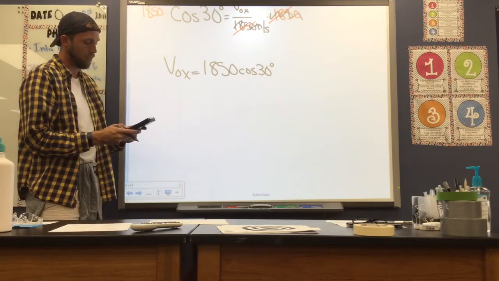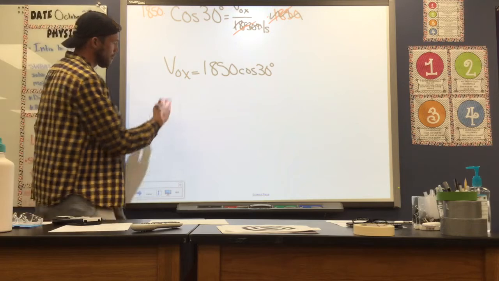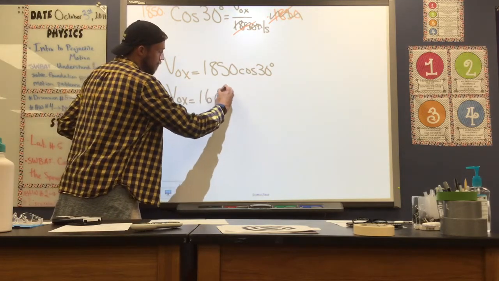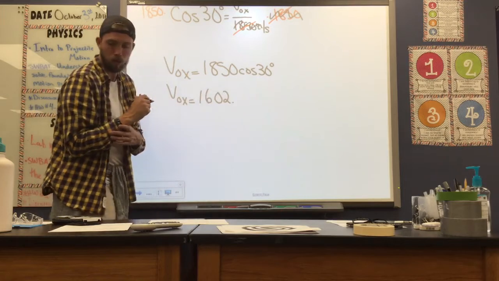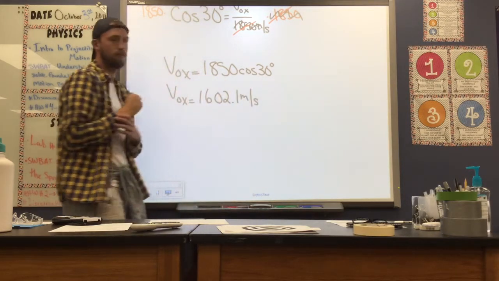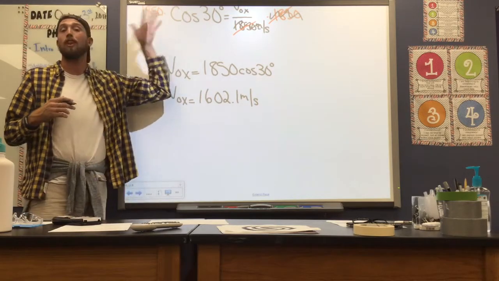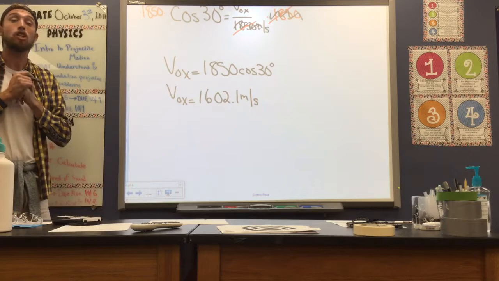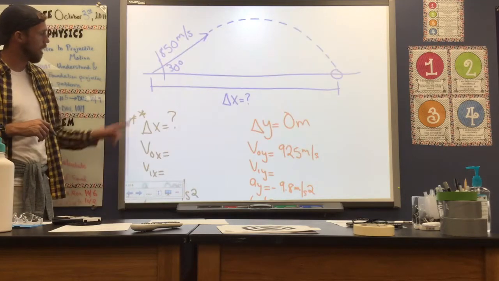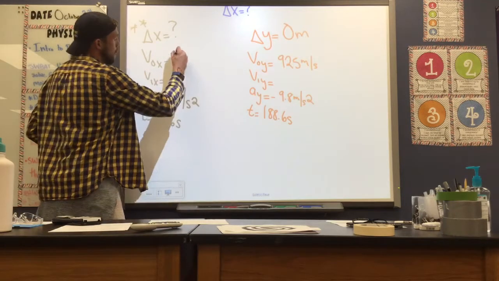So if I plug this in, 1850 cosine 30, make sure we're in degree mode. My initial velocity in the x direction was 1,602.1 meters per second. So now I've just used what I know about trigonometry and my given velocity vector to find my initial velocity in the x direction. So now that I have that, I'm going to come back over to my list of variables and write that in.